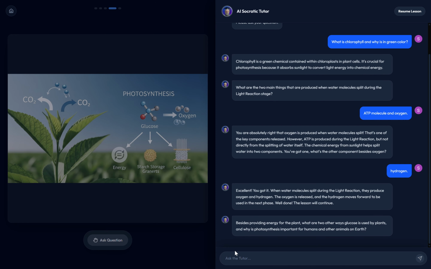Besides providing energy for the plant, what are two other ways glucose is used by plants? And why is photosynthesis important for humans and other animals on Earth?